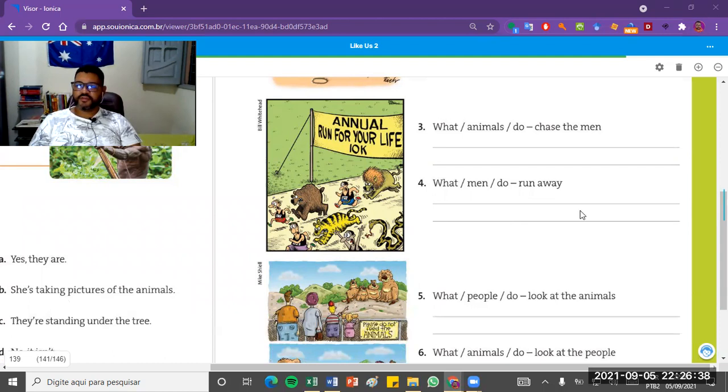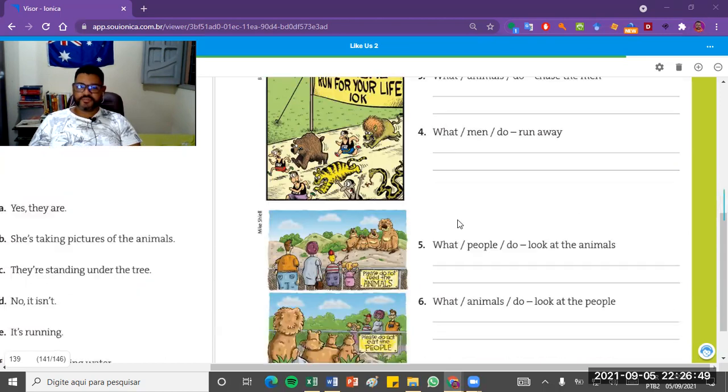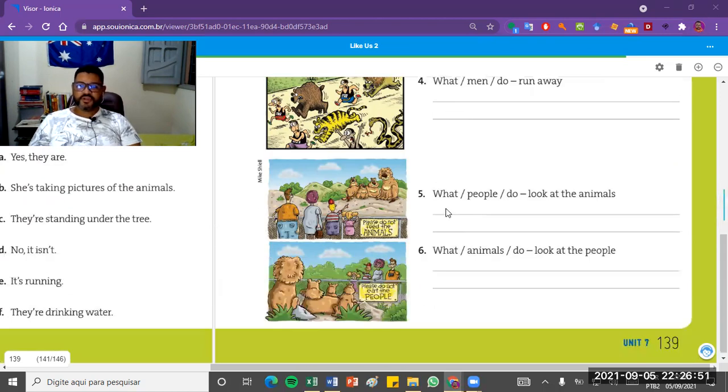4, we have, what are the men doing? Answer, they're running away. For 5, the question will be, what are the people doing? They're looking at the animals.